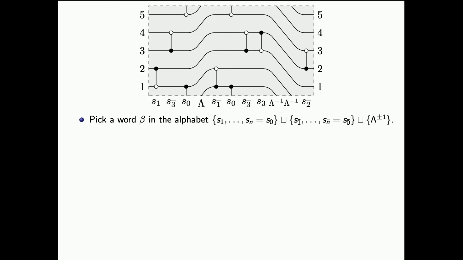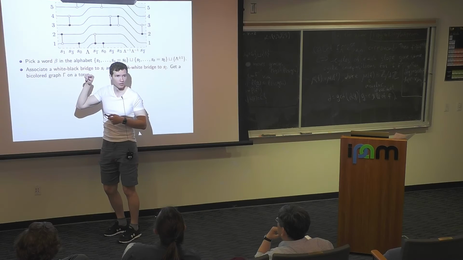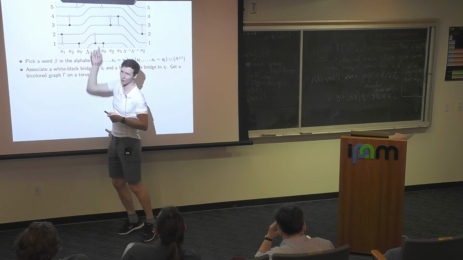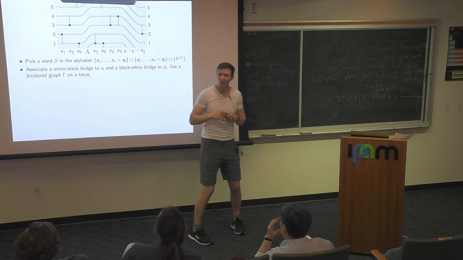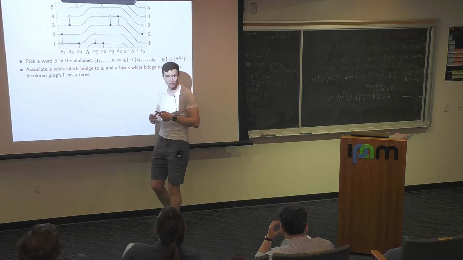And so they commute, and so you pick any word, for example, here is one such word, and then you associate bridges. To each S_i, you associate a white-black bridge between i and i+1. To each S_i bar, you associate a black-white bridge between i and i+1. Does that make sense? And to lambda, you associate this kind of Dehn twist of the torus. And so you get the bipartite graph on the torus.